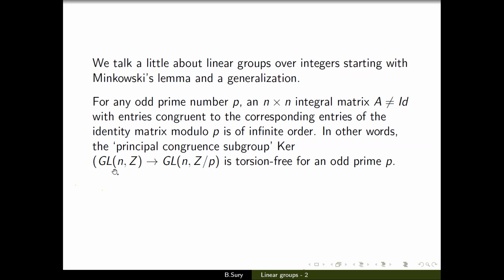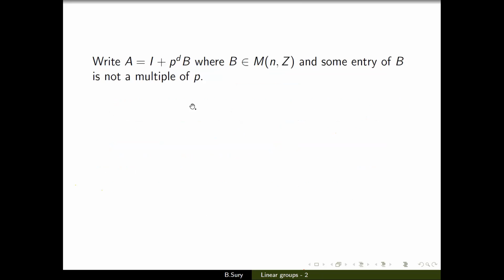What we are saying is that any element of finite order is mapping isomorphically to this. That means the kernel does not contain anything of finite order. So in other words, to count finite subgroups, you have to count finite subgroups here. That is the advantage of this. Anyway, let's go to this. First, let's look at any prime including 2. We'll write the given matrix as identity plus p to the power d times B, where B is an integer matrix, of course. So you're taking out the largest power of p that you possibly can.